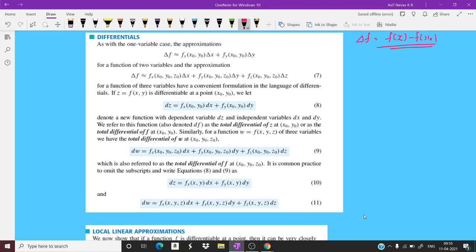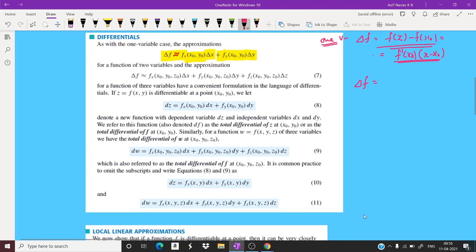So as in the one variable case, the approximation f of x minus f of x naught, that is delta f, is approximately equal to f dash of x naught into x minus x naught. Similarly, in the two variable case, delta f is approximately equal to fx at x naught y naught delta x plus fy at x naught y naught delta y.